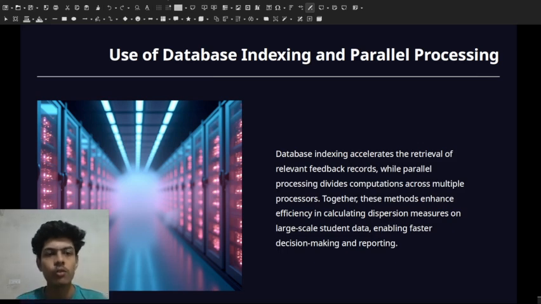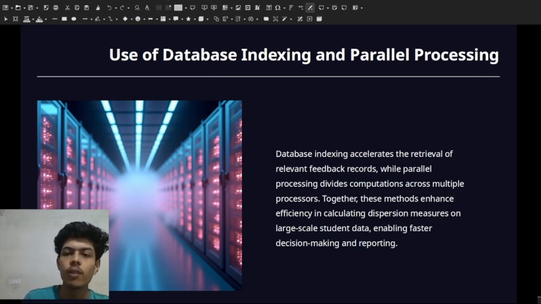Now we can use indexing and parallel processing. Database indexing accelerates the retrieval of relevant feedback records, while parallel processing divides computation across multiple processors. This method enhances efficiency in calculating dispersion measures. Like when we run a model, there are multiple things; we have to make indexes of them, and we can run them simultaneously, or parallelly. This processing is called parallel processing.